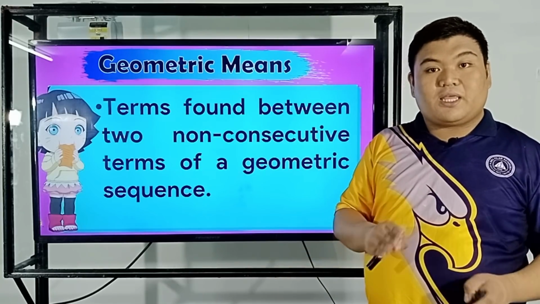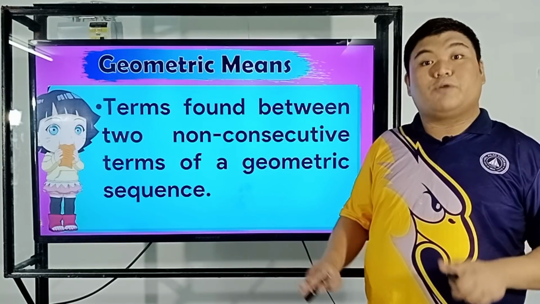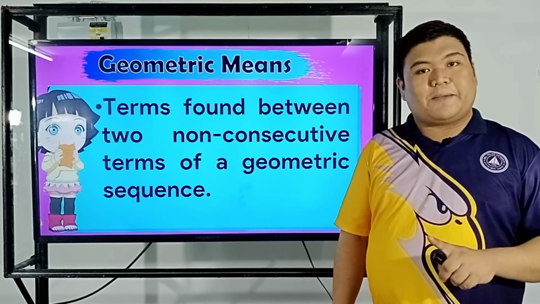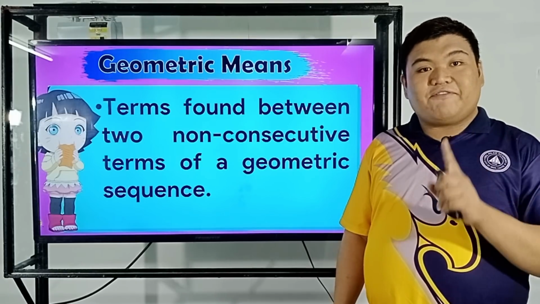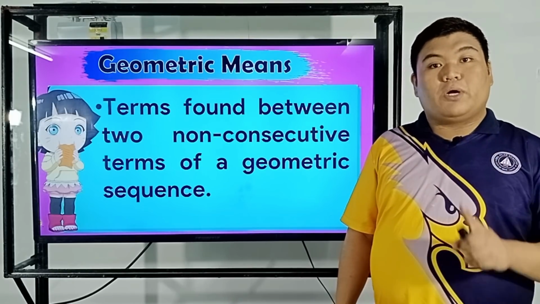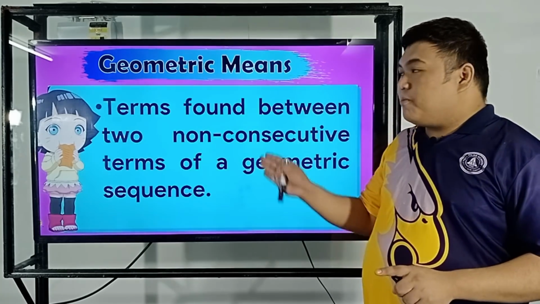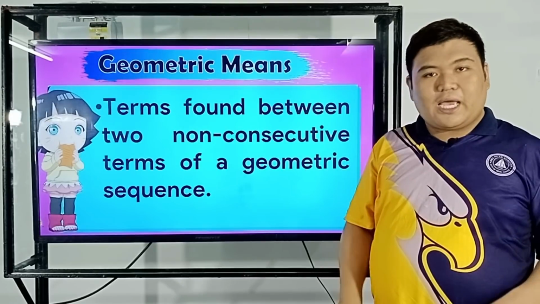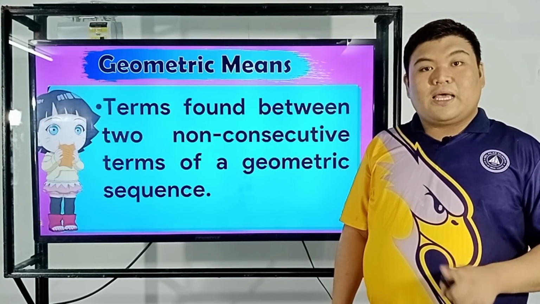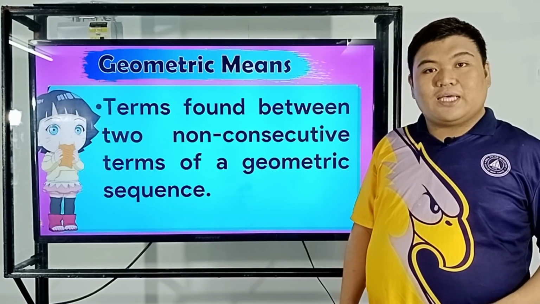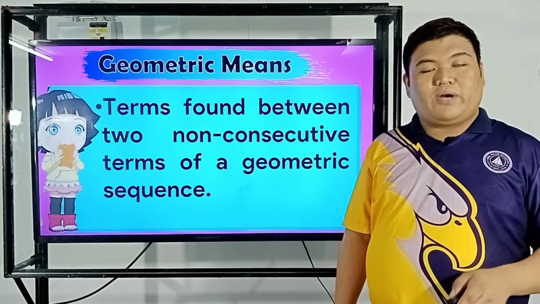Balik tayo kay arithmetic means. Kay arithmetic means, ano po ang hinahanap natin para makuha yung missing terms? Ano yung unang hinahanap? Okay, ang unang hinahanap po is the value of the common difference o yung value ng D. Now, kay geometric means naman, ano yung counterpart niya? Ano naman kaya yung hahanapin natin muna? Ang hahanapin naman natin dito is the value of R. And that is the common ratio.